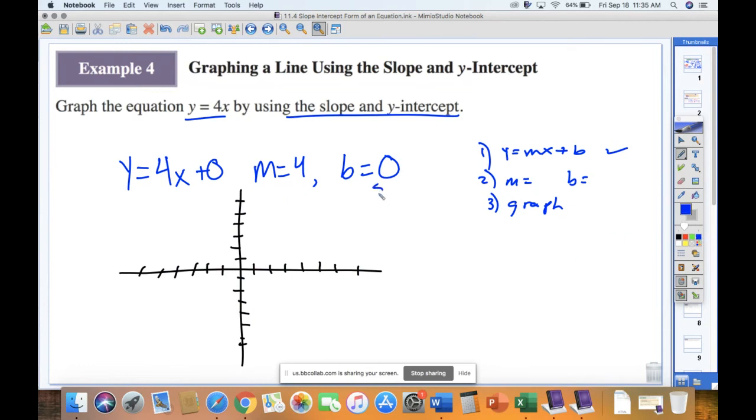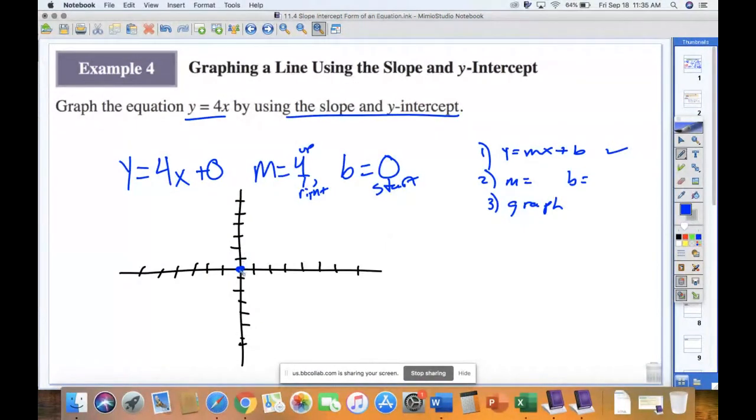Where do I start? I start at 0. There's 1 point. I'm going to make my slope a fraction by putting it over 1. 4 is positive, so that means up. 1 is positive, so that means to the right. So up 4 and to the right 1.